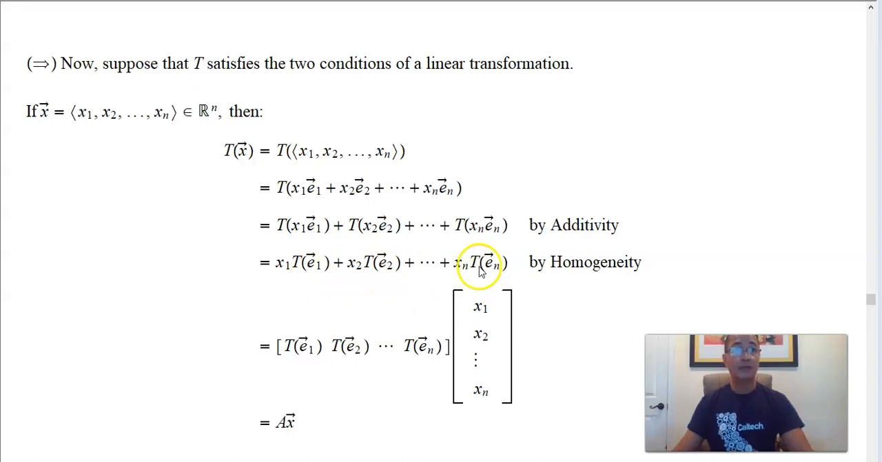We can collect these vectors into the columns of a matrix and the coefficients into a column matrix. So that linear combination is just the matrix product, where the matrix is t of e1 through t of en in the columns, and the vector on the right is x1 to xn. So that's just A times x.